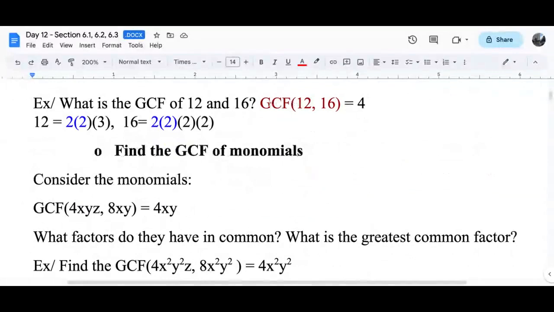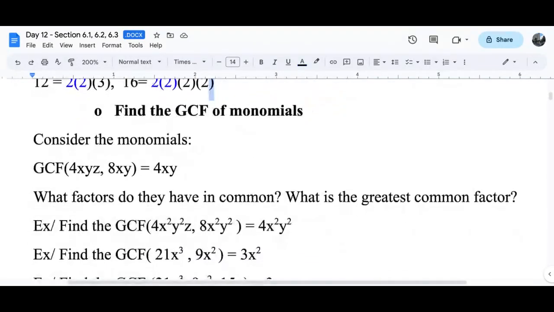Well, let's see 12 and 16. What is the greatest common factor of 12 and 16? Well, for 12 do the prime factorization. So that's 2 times 2 times 3. 16 is 2 times 2 times 2 times 2. So we see 2, 2, common. So 4 is the greatest common factor of 12 and 16. So that's to do with numbers.